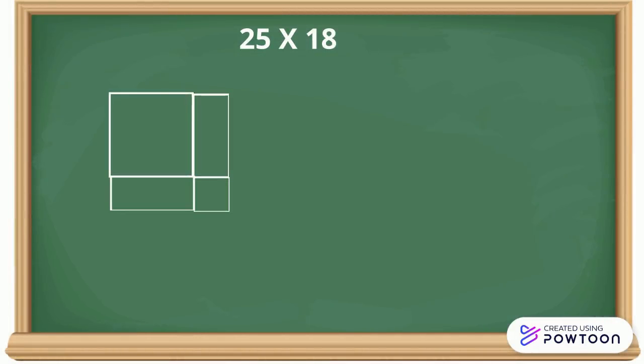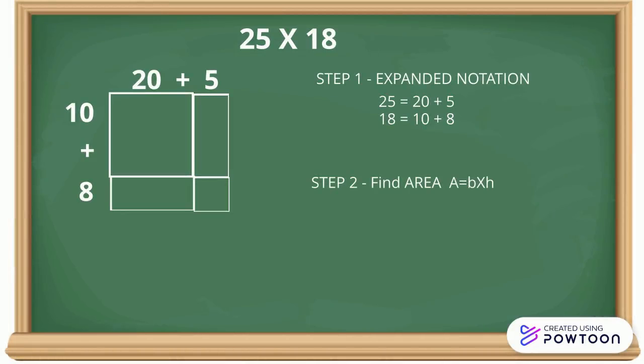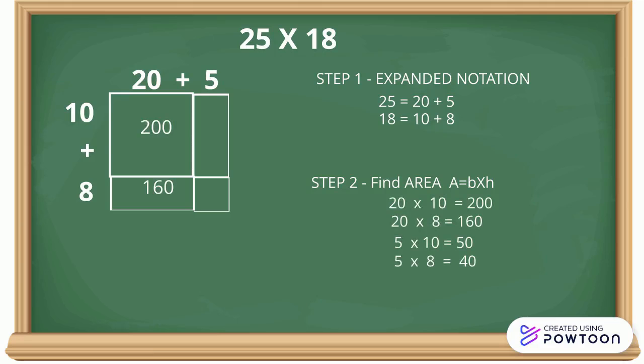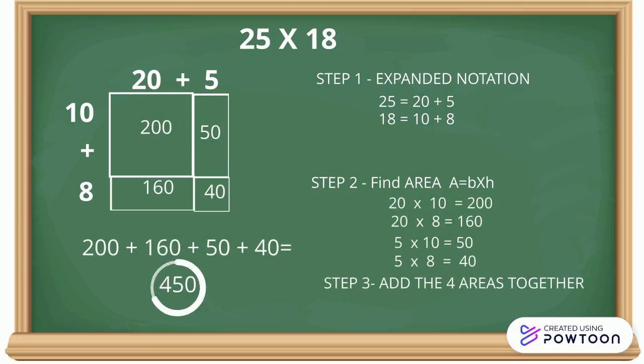Let's get started. Draw your generic rectangle. Step 1, use expanded notation. Step 2, find the area of each rectangle. And step 3, add the areas together and you will get 450.